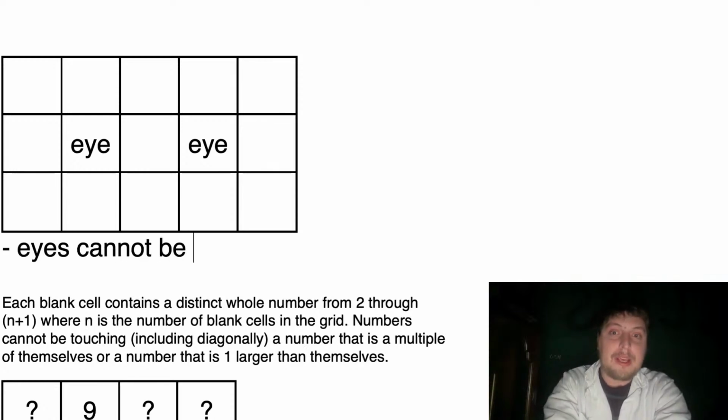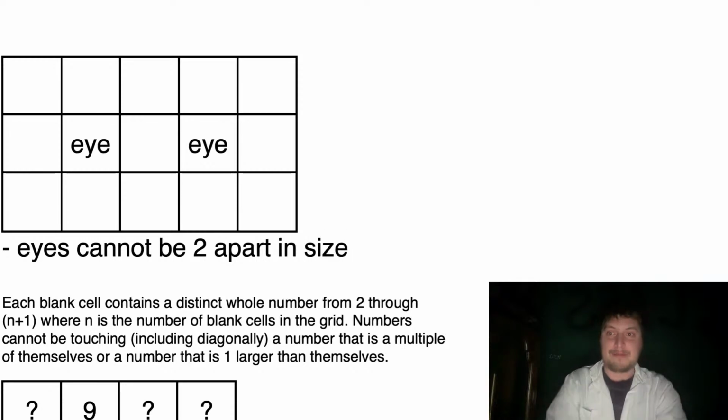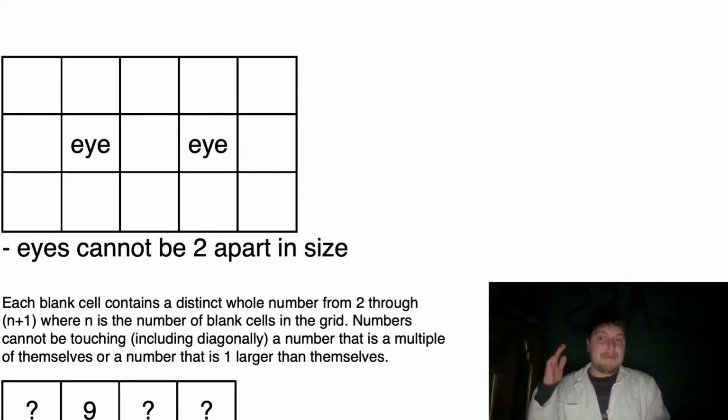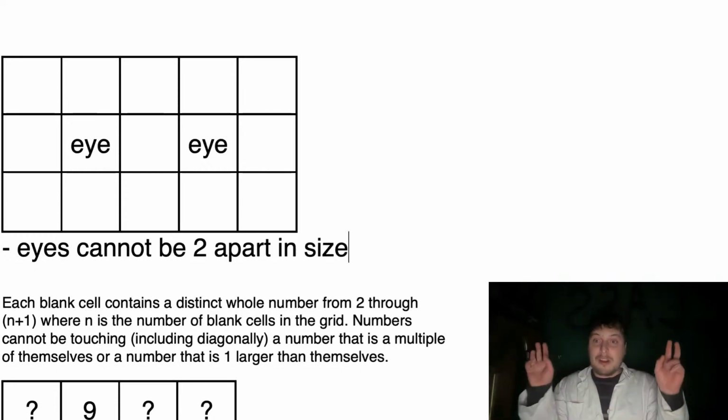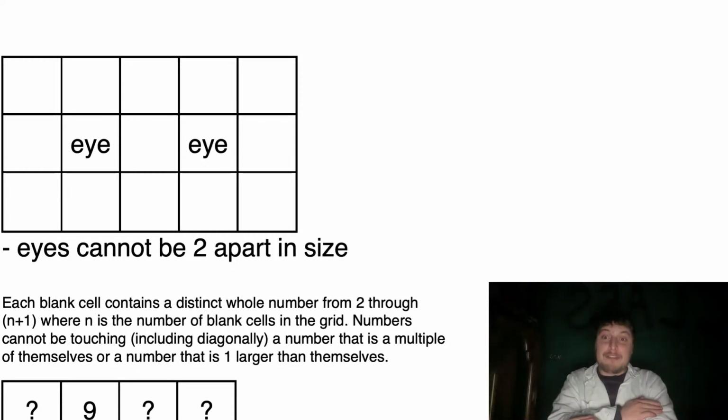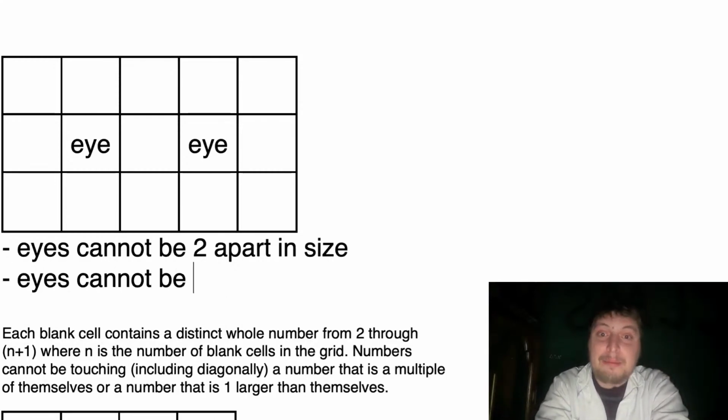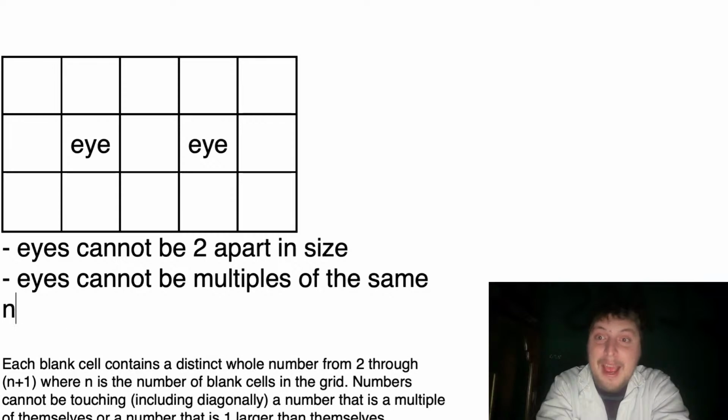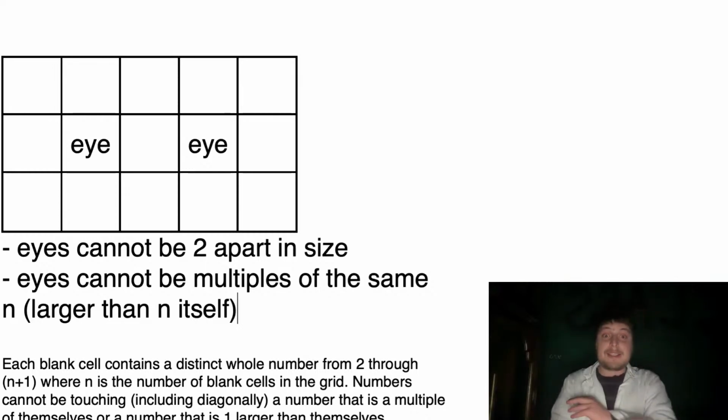Eyes cannot be two apart in size. Why is this? Because if they were two apart, the number in between them, they're both allergic to, and so that would have nowhere on the grid to live. Also, eyes cannot be multiples of the same n larger than n itself. For example, eyes cannot both be even numbers larger than 2, or multiples of 3 larger than 3, etc. Because then they would break that rule.